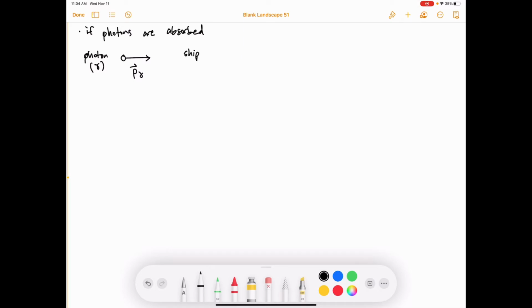So here's our ship. And so the ship would be moving in the same direction, and its momentum would be p_s for the ship. So this would be the initial state before the photon actually hits the ship. But in the final state, the photon is absorbed. There is no more photon, it's gone. And all we have is the ship moving forward with an increased momentum. Let's call that p_s prime. So again, the photon is gone in the final state.